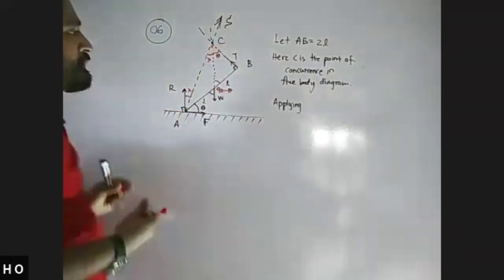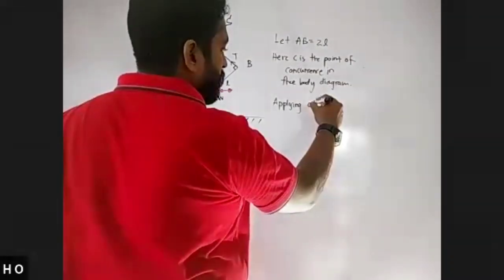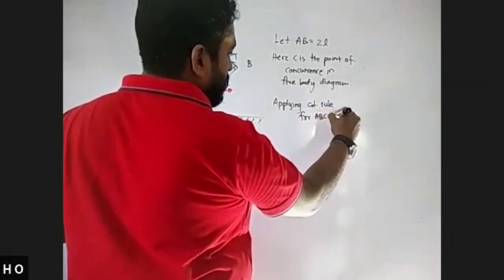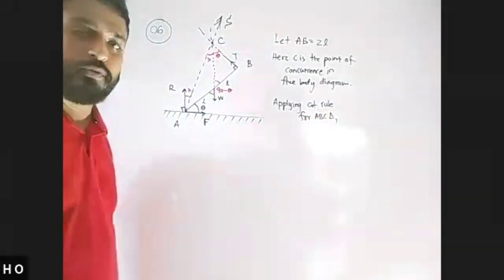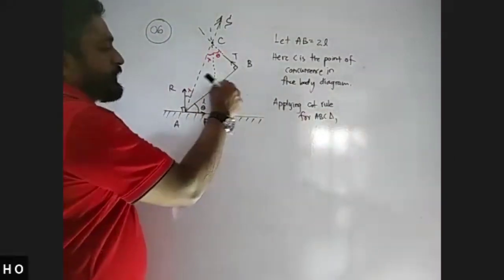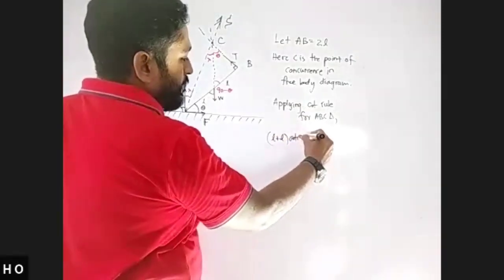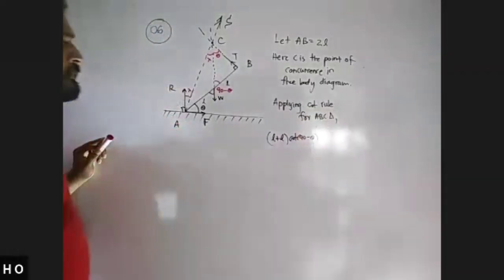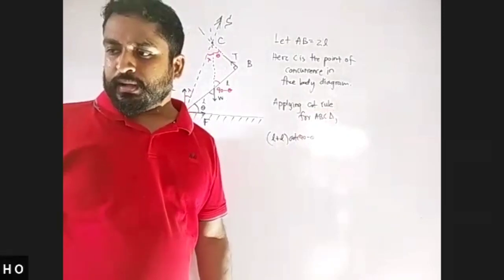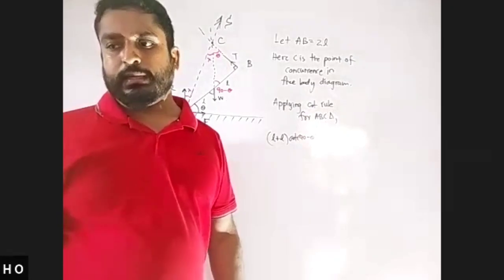Now you can even more clearly see the cot rule. Applying the cot rule for the ABC triangle, there you can see L plus L cot 90 minus theta. Cot rule: L plus L cot 90 minus theta. By the way, they haven't given the angle of friction, tan lambda, and angle theta.